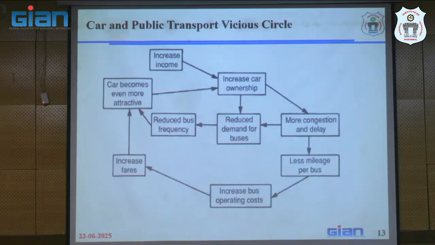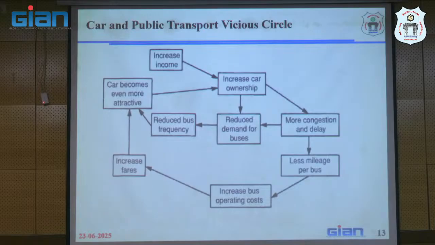Then the bus operating cost increases, because with more and more delays, more fuel consumption can be expected easily. That indicates the operating cost for the bus might increase. So there is an increase in fares because of the increasing operating cost in general. Then the car becomes even more attractive than the bus. That is the final result of rising income levels and the increasing of private modes in Indian cities. It also reduces demand for the bus, and reduced bus frequency can be expected.